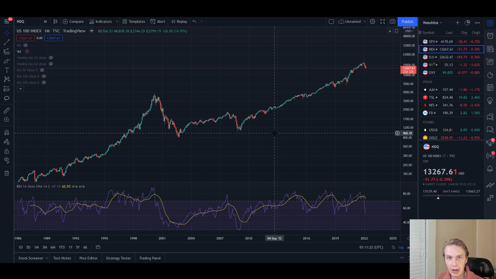Now, of course, none of this is financial advice. You should look at this data, form your own opinion of what you think is going to happen, where you think the markets might go. But I just thought this was useful data to talk about.